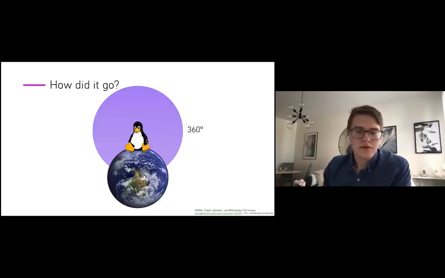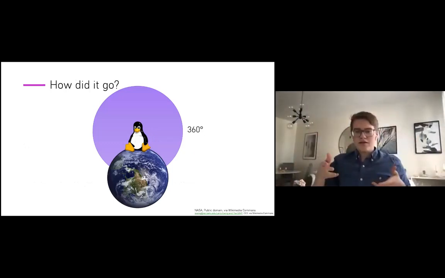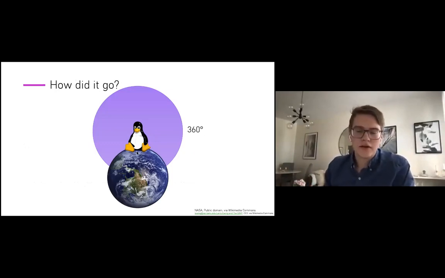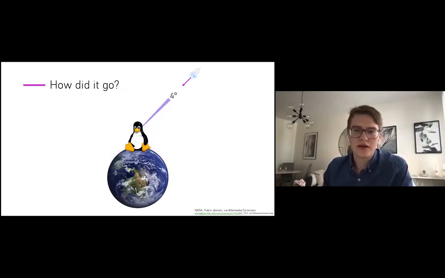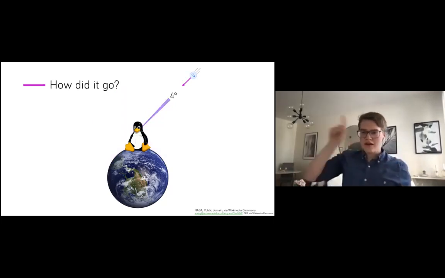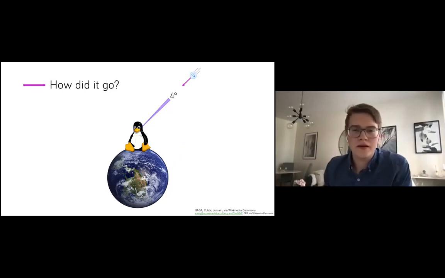Let's see. So how did it actually go, just quickly? Well, let's say that you're on the South Pole, you're this penguin, and you want to figure out where the neutrino came from. Just randomly guessing would give you that the neutrino came from somewhere inside this circle of 360 degrees. But using the neural network that I developed, you can get the direction of the neutrino to within an accuracy of 4 degrees. So you pretty much can point in space, okay, this is where the neutrino is coming from.